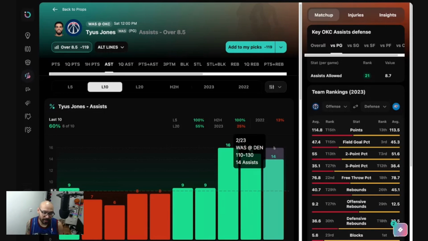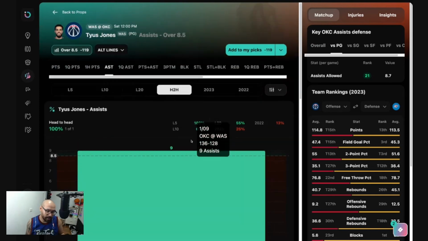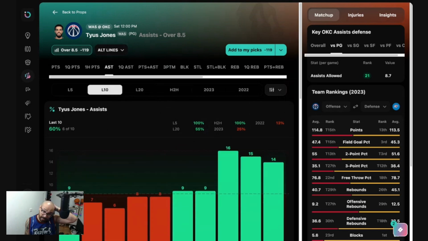So it's starting to get a little bit of juice and a little bit high. His recent form is excellent. The matchup is okay. I'm just not sure if I'm willing to take that much for his assists. He did get 9 assists the last time they played OKC, but that makes me a little bit hesitant because that is a little bit high for my liking.